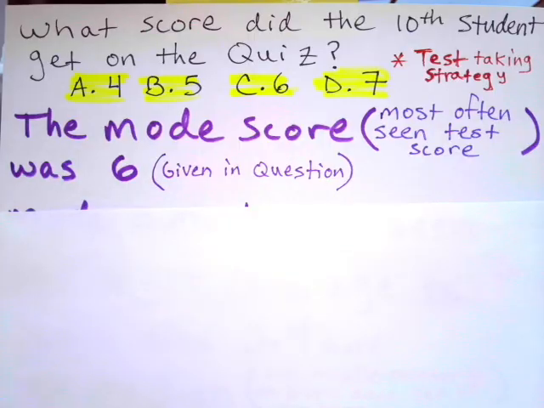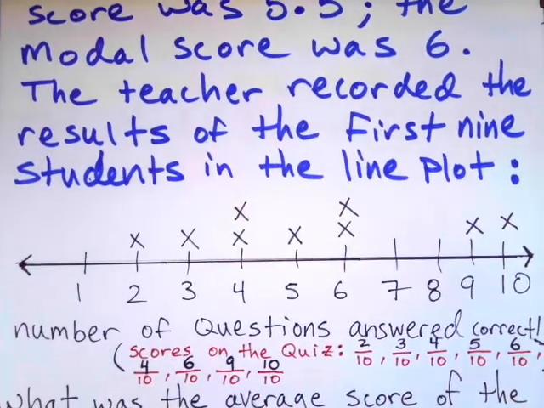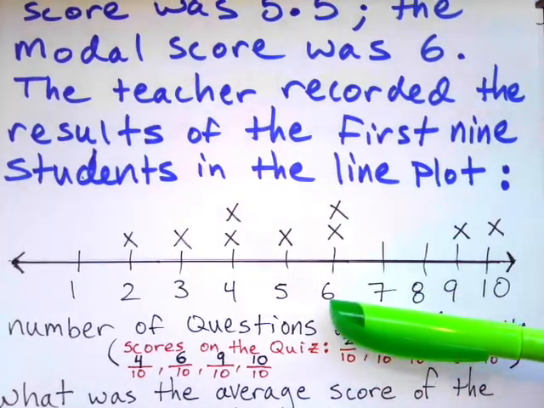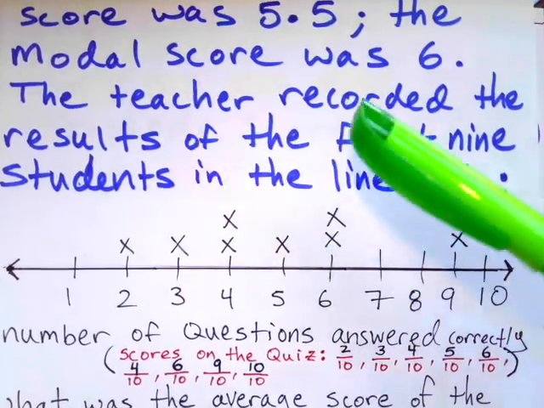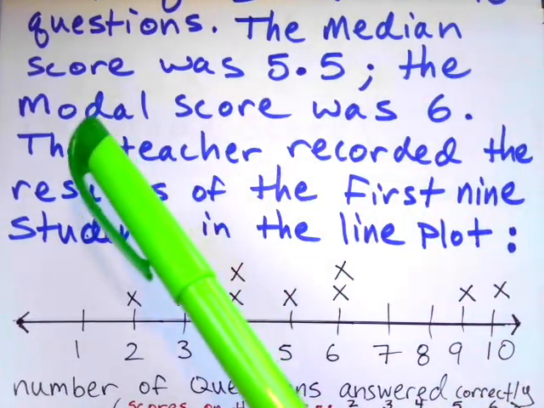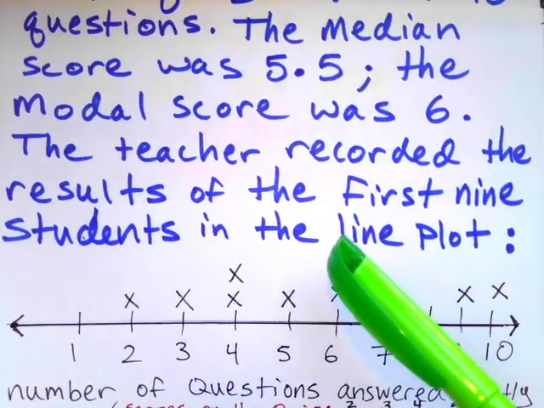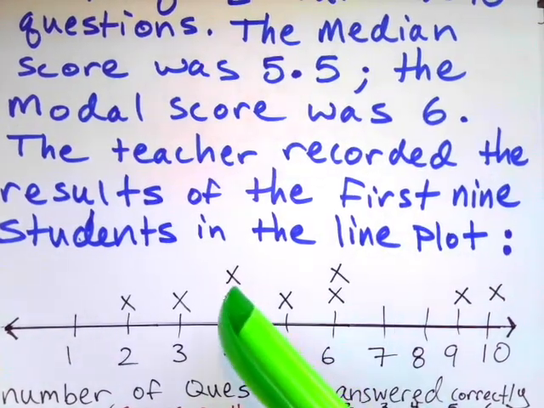Another strategy, another way to eliminate another question. This is a test taking strategy. Hey, let's take another look here on the line plot. So if 6 was the most often seen, that was given, right? You can see here that was given in the question. The modal or the mode score was 6. So 6 has another score here, right? Because 4 and 6 both have 2.